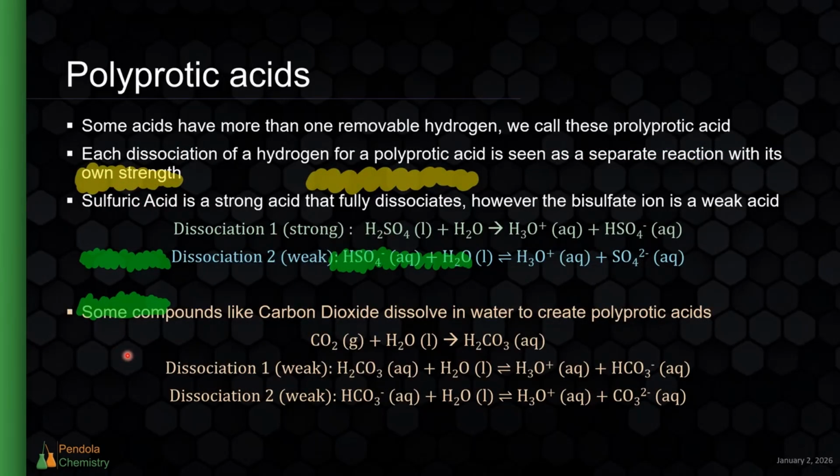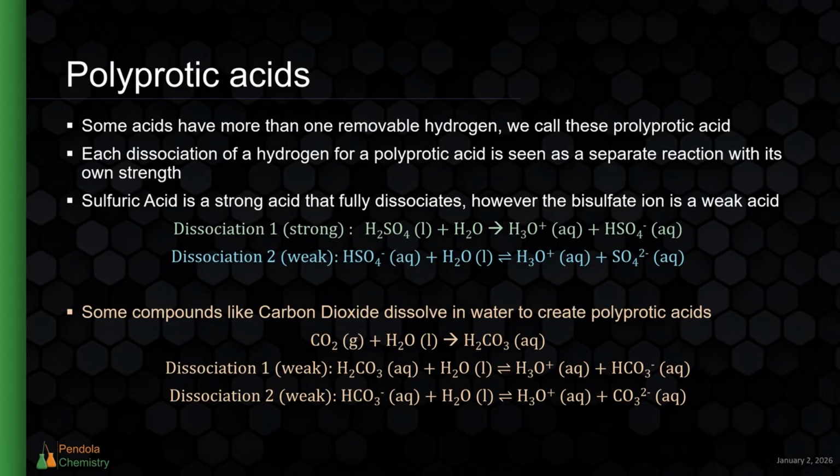Polyprotic acids. Now, polyprotic acids are a special subsection of acids, like sulfuric acid, for example. Some acids have more than one removable hydrogen. There are acids that have more than one hydrogen that is polar and can be removed on the molecule. We call those polyprotic acids. Poly being multiple, protic being hydrogen or proton. So polyprotic means multiple protons.